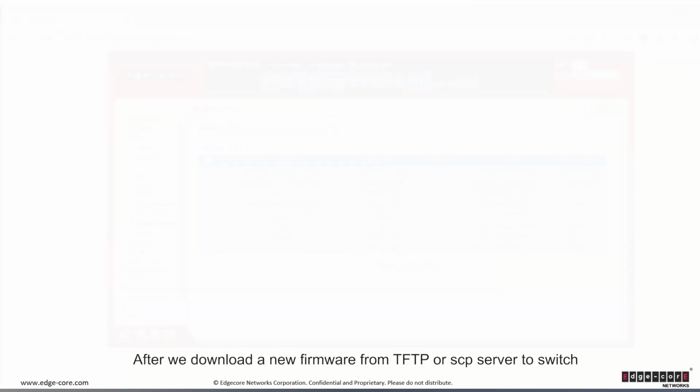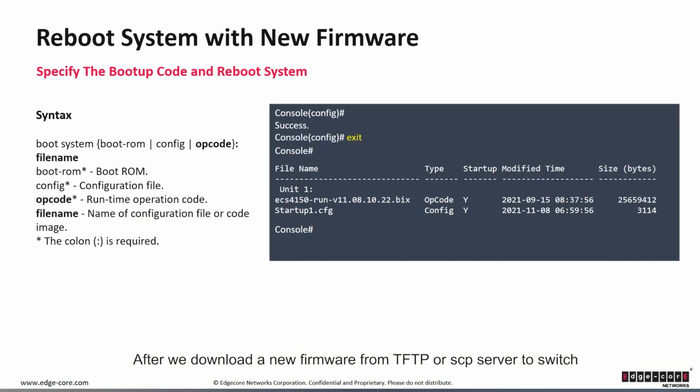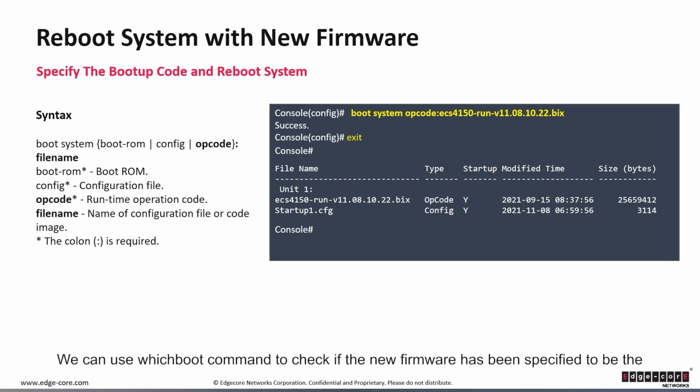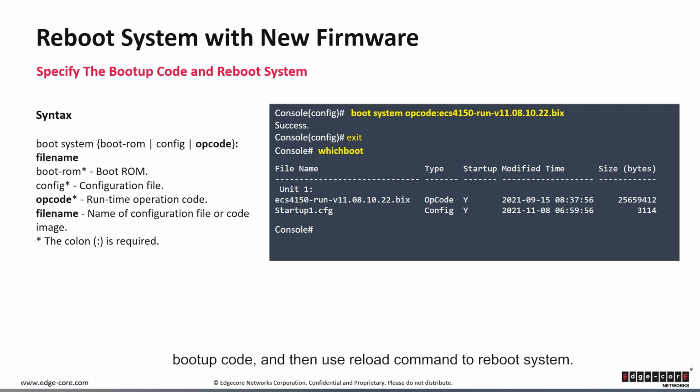After we download new firmware from TFTP or SCP server to switch, we need to use the boot system command to specify the new firmware to start up our system. We can use the boot command to check if the new firmware has been specified to be the bootup code, and then use the reload command to reboot the system.